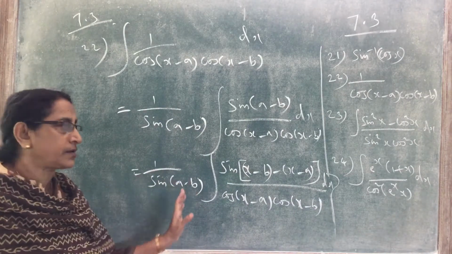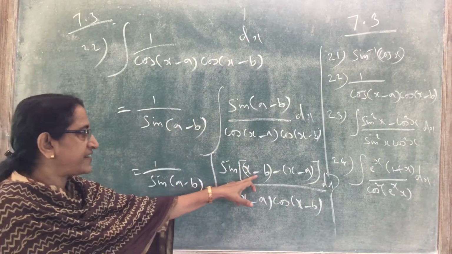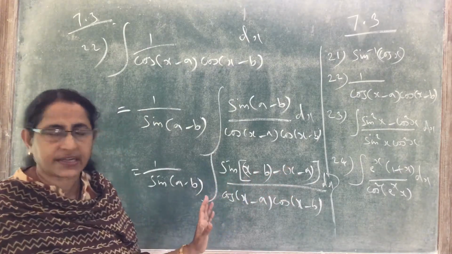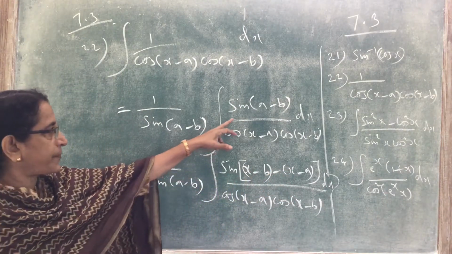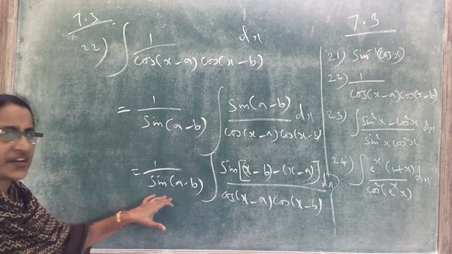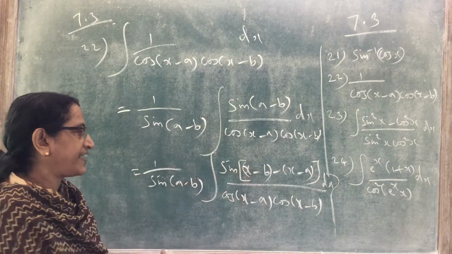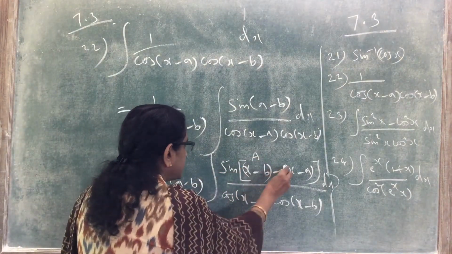So here, in the place of sin(A minus B), we wrote sin((x minus B) minus (x minus A)). Nothing wrong, is there? So in the place of sin(A minus B), we write only this much. Now this is a constant, so it will be outside. And here we are going to apply the formula for sin(A minus B). This is capital A, this is capital B.